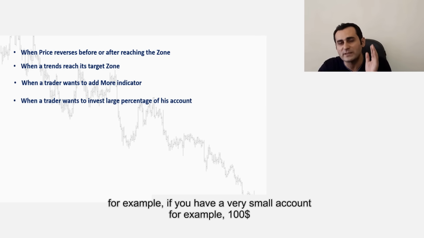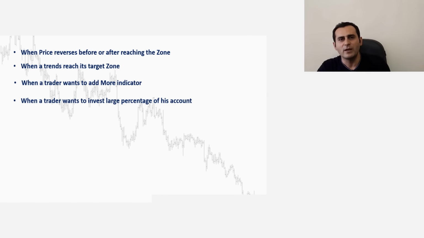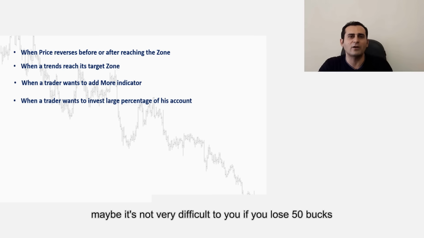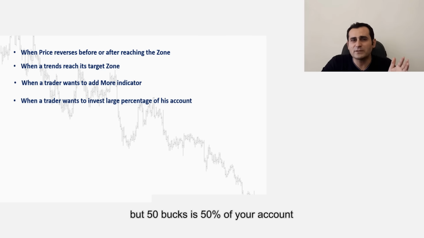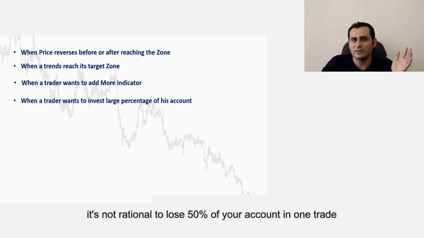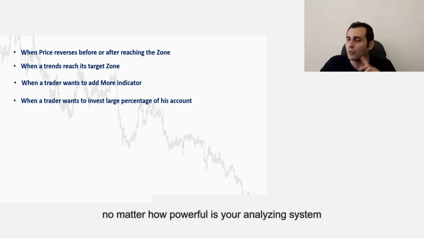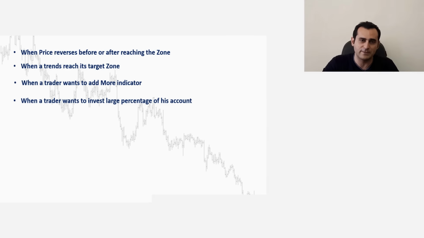For example, if you have a very small account, for example $100, maybe it's not very difficult for you to lose 50 bucks. But 50 bucks is 50% of your account. It's not rational to lose 50% of your account in one trade, no matter how powerful your analyzing system is. Okay?